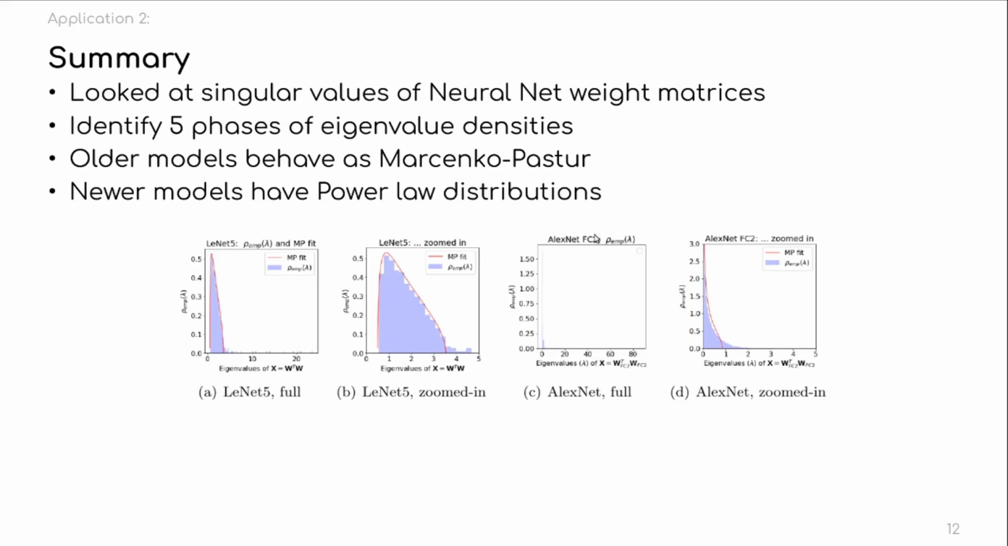But even AlexNet, for example, does not follow this Marchenko-Pastur distribution. Instead, they follow a power law. And whenever a physicist sees a power law, he usually gets very excited, although for much different reasons than machine learning people get excited about power laws, but we'll get to that. So basically what they observe is that there's a bit of a transition between older, simpler models that have this more Marchenko-Pastur distribution and new models getting a more and more power law distribution.